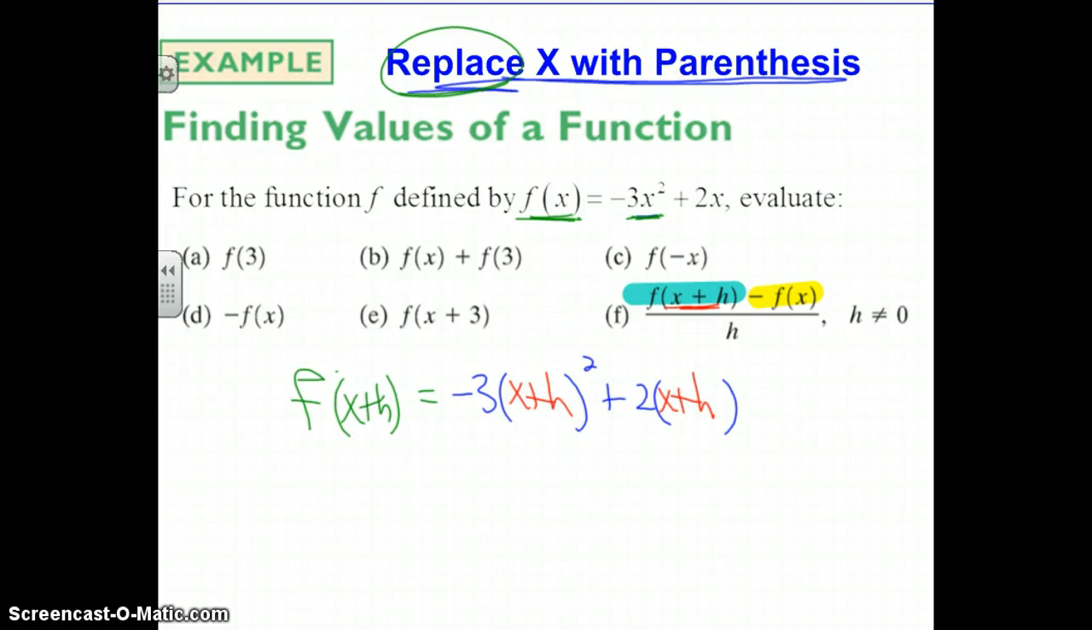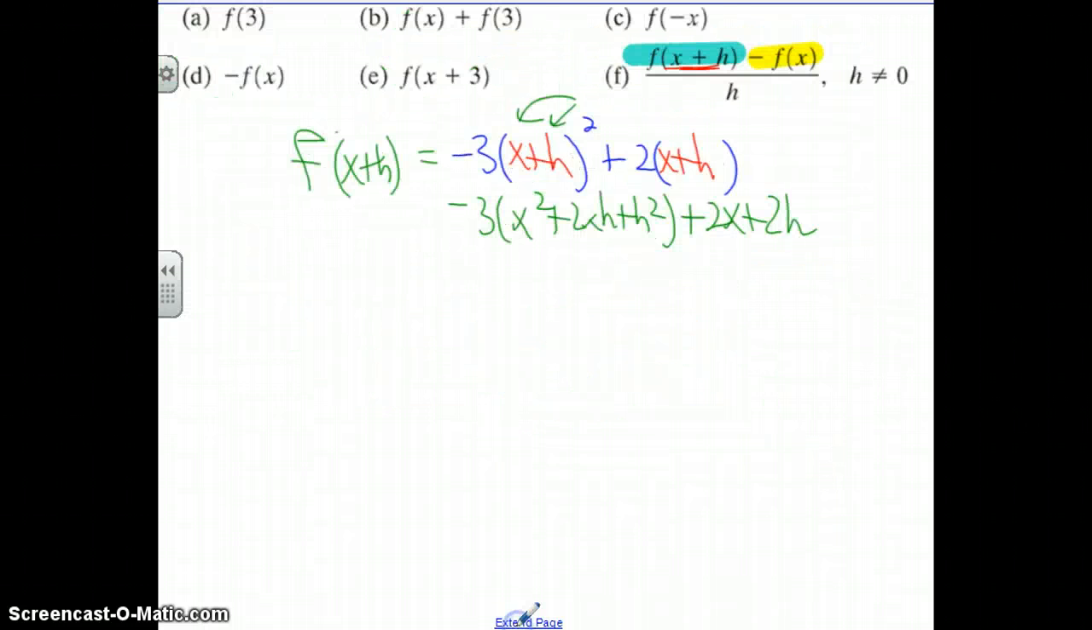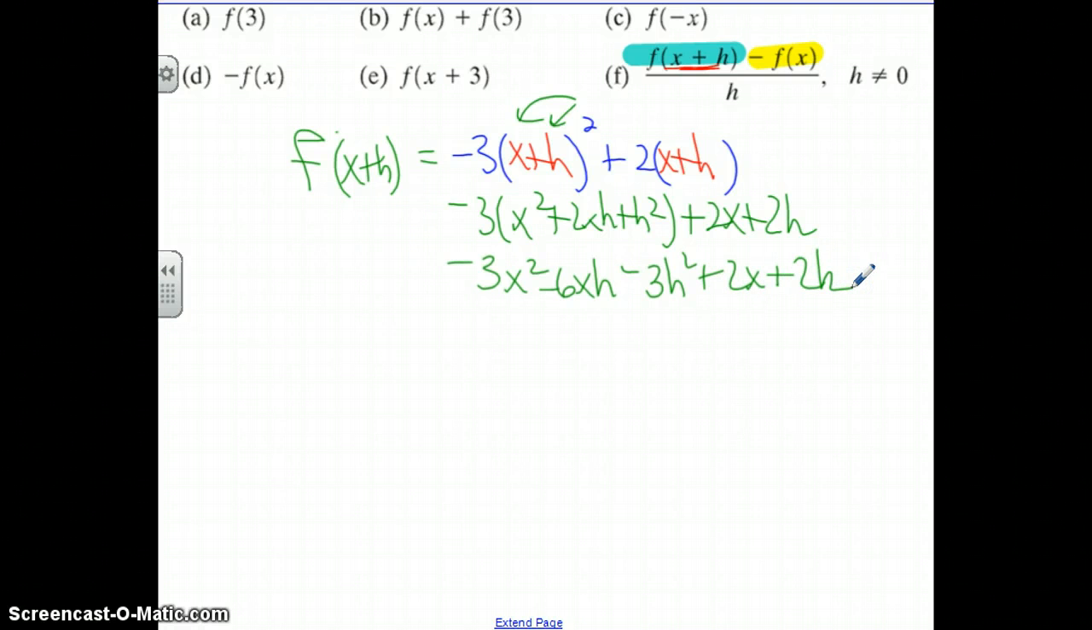don't distribute this exponent. You can't do that, but you can multiply it out. Again, square the first, twice the product, square the last is the rule. 2x plus h, how about 2h? Let's square both sides. Oh, excuse me, distribute the negative 3, minus 6xh minus 3h squared plus 2x plus 2h. And it looks like I've got a pretty good working value for f of x.